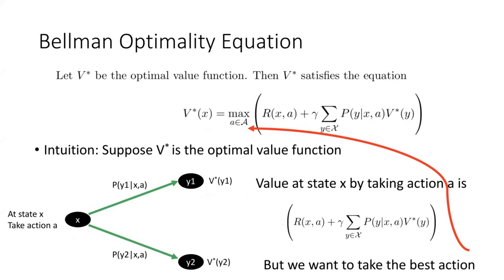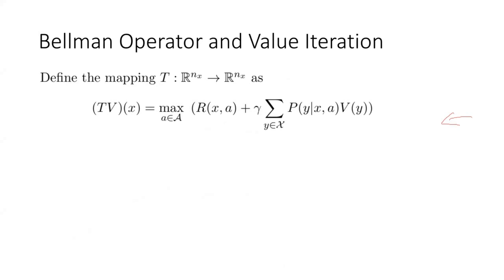Okay. So we are going to make use of this intuitive equation, or the property called the Bellman optimality equation, to compute the optimal value function. We are going to make use of the Bellman optimality equation for defining a mapping called the Bellman operator. The Bellman operator is nothing but a mapping, which I'm going to denote by T, from an Nx dimensional vector space to an Nx dimensional vector space. Nx is the number of states in the system.